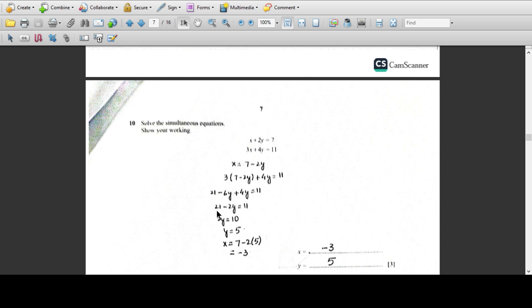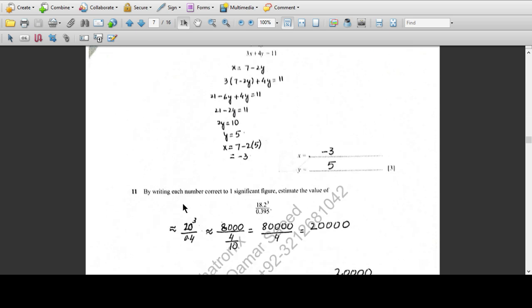So on further simplification, 2y is equal to 10, and dividing by 2 on both sides, y is equal to 5. Once y is obtained, this value can be placed here. So 7 minus 2 times 5, this is 10. 7 minus 10 is minus 3. So the value of x is minus 3 and the value of y is 5. So this is solved.